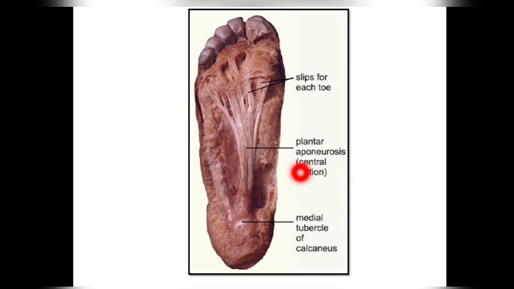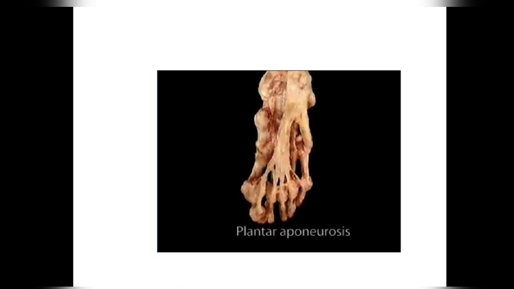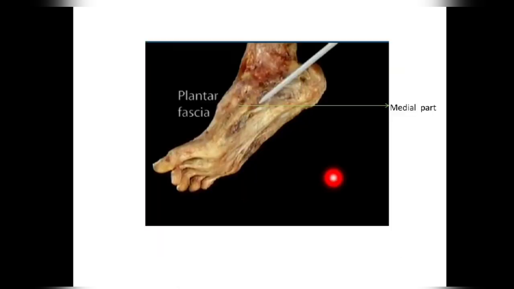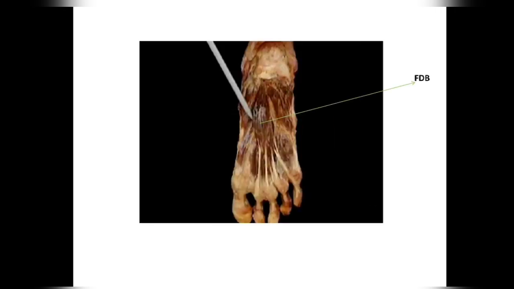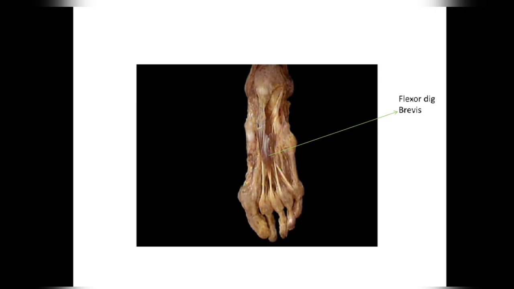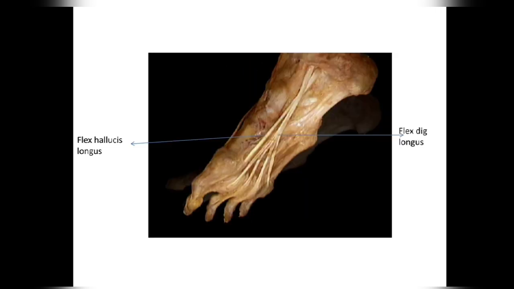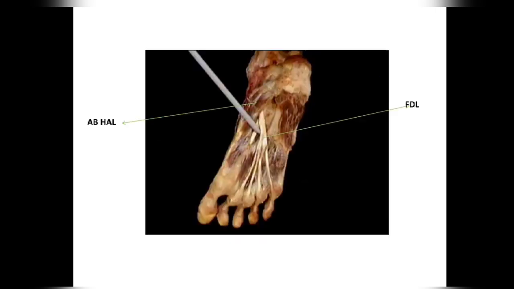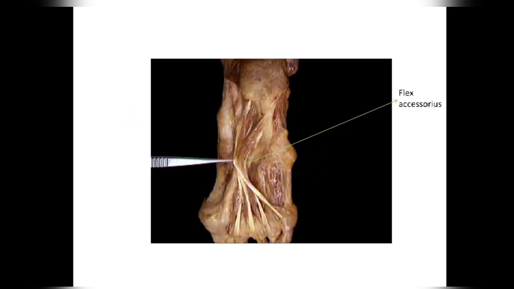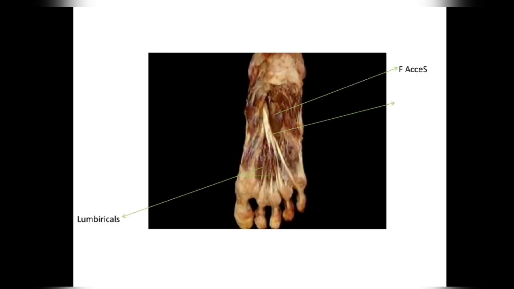In this diagram, we can see this is the plantar aponeurosis. This is the medial tubercle of the calcaneum. Plantar aponeurosis. Flexor digitorum brevis. Flexor hallucis longus and flexor digitorum longus. Abductor hallucis and flexor digitorum longus. Flexor accessorius, lumbricals.